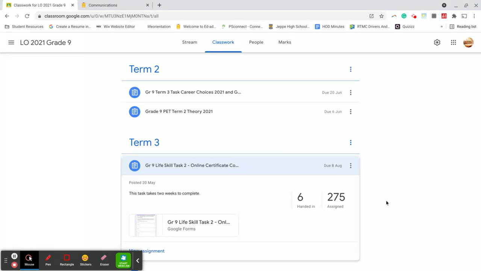But the reason I'm mentioning it now, these courses take 2 weeks to complete. So when it says due 8th of August, you can't start it on the 7th of August. You have to have started in advance, which a lot of boys have done. So please make sure that's done.